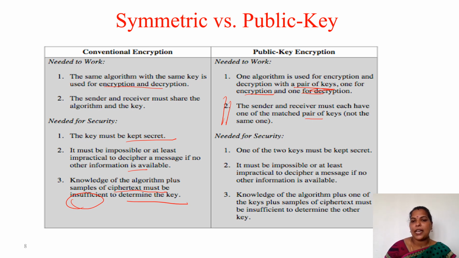Coming to the public key crypto system, knowledge of the algorithm plus one of the keys plus samples of ciphertext must be insufficient to determine the other key. So one of the keys is known here, but with that key we can't find out the private key. It is very difficult, because both keys are generated by one person, so one key is related to the other key. Whatever key we use for encryption may not be used for decryption, but the related key is used for decryption. Here one of the two keys must be kept secret, and it must be impossible, or at least impractical, to decipher a message if no other information is available.